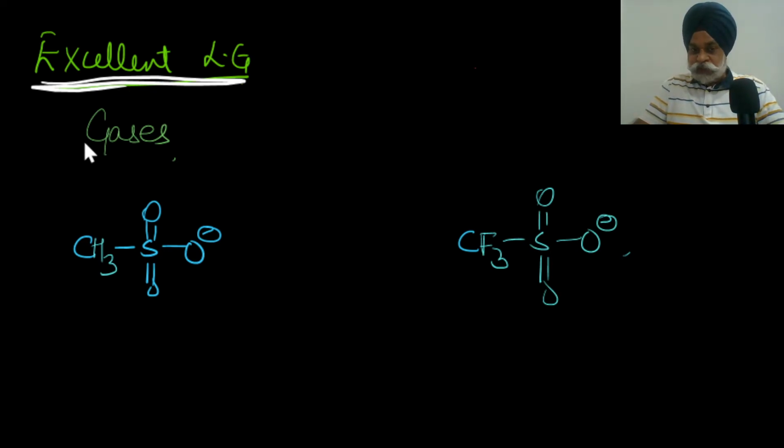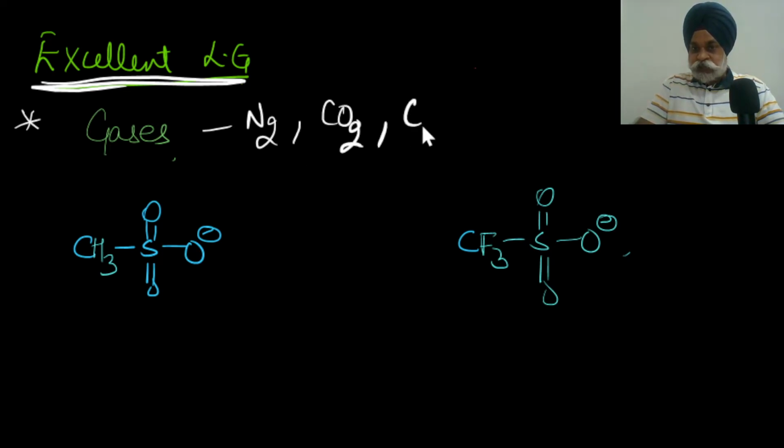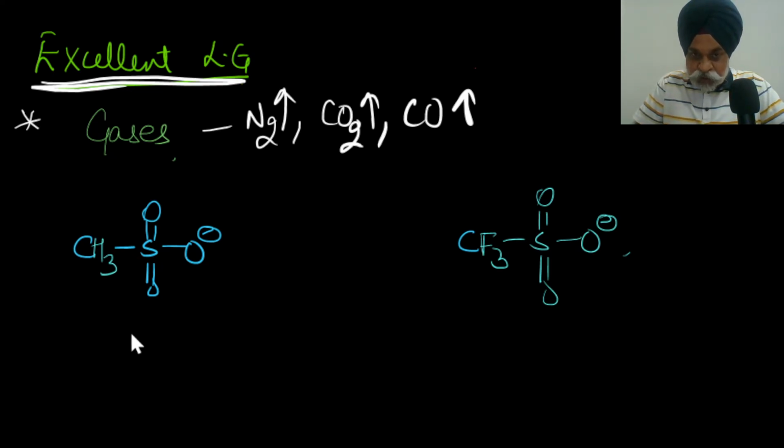This point you always keep it in mind. And first I would say, whenever any system leaves out a gas like nitrogen or CO2 or carbon monoxide, if gas is a leaving group, that reaction is highly forward driven. Second is, all of this I am writing, these are very good leaving groups.